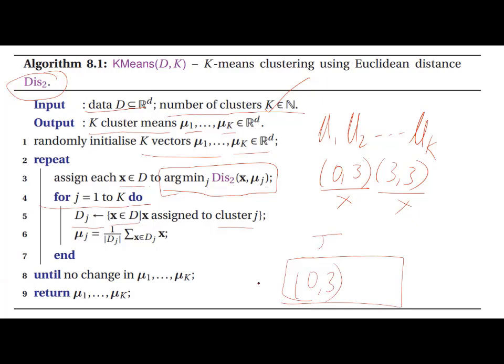So, if it is assigned, something like this. Now, suppose if this is also assigned 3 comma 3. Now, what is mu j? Mu j is very simple. 1 by modulus of Dj, that is, this is 1, this is 2, 1 by 2 into sigma of x belongs to Dj x, that is, this 0 plus 3.